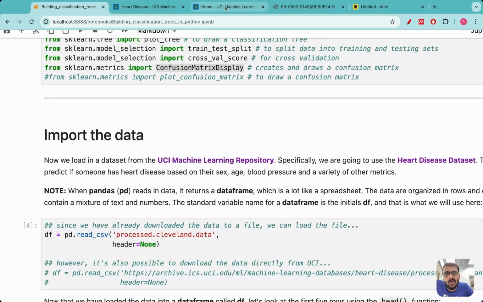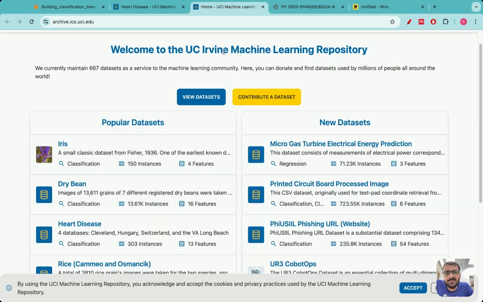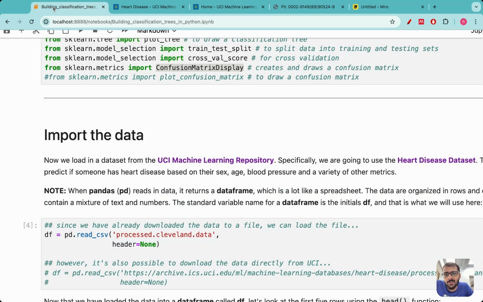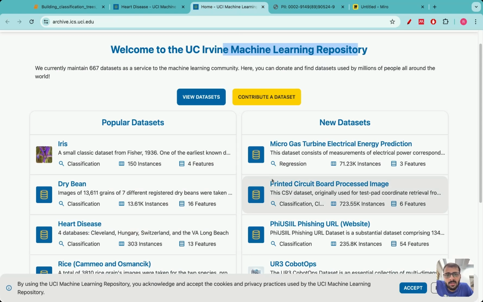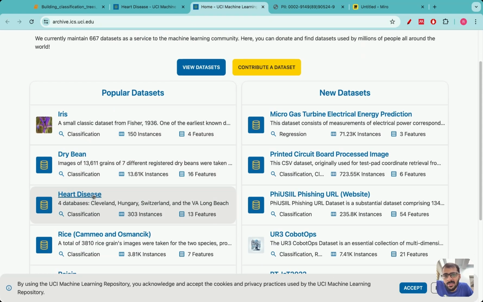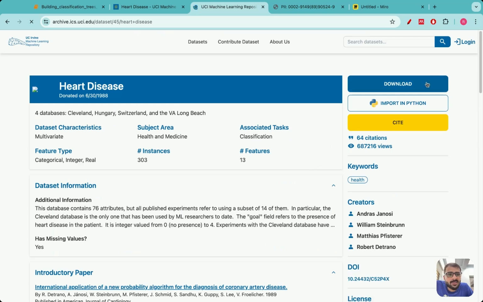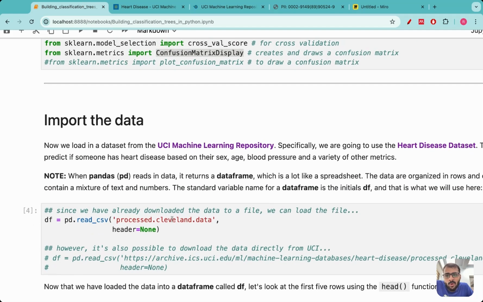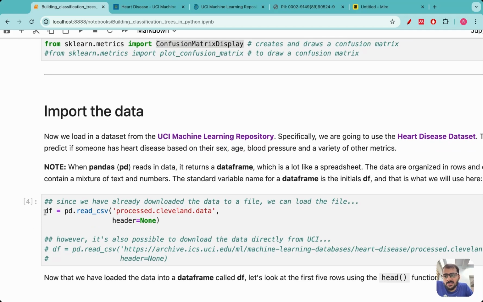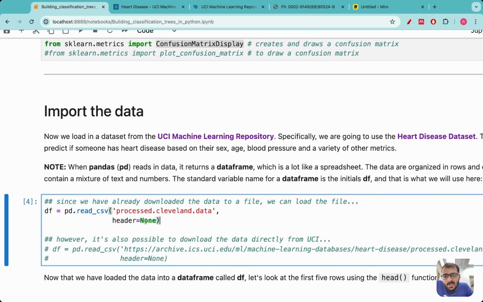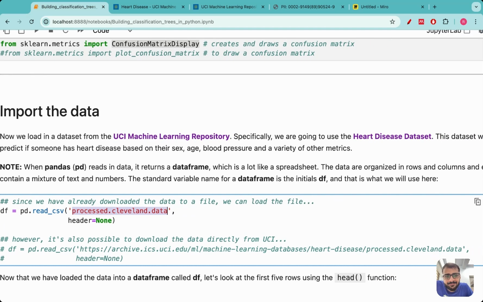As I already told you, our entire data set is going to come from this UC Irvine machine learning repository. So what I have done is that I have actually gone here and I have downloaded the heart disease data. So you can go here, click on the heart disease, and you can actually download this data as a CSV file. Once you do that, you can just do pandas.read_csv processed.cleveland.data. So this is how the CSV file will be downloaded on your machine.